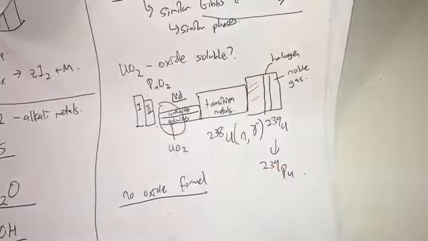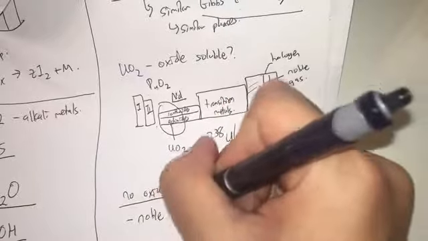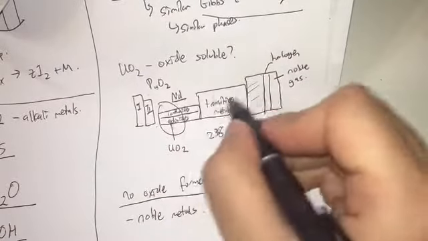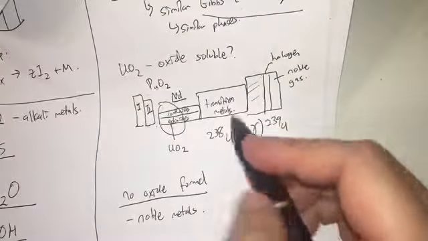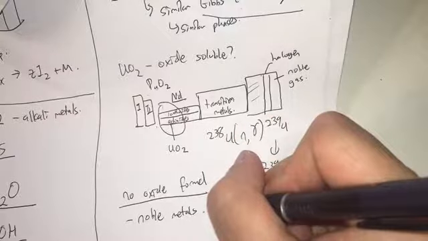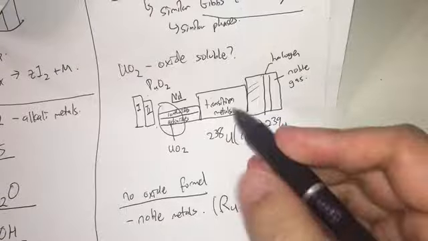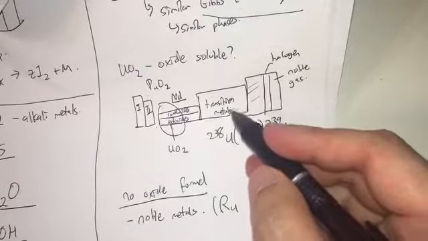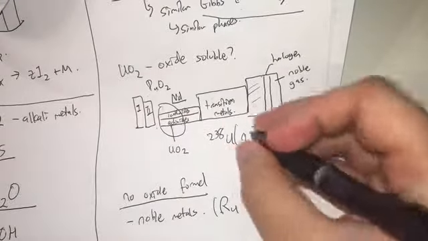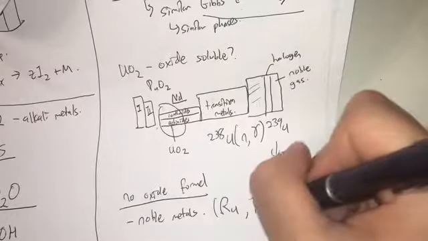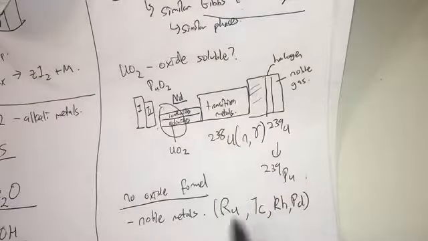So what metals like to exhibit this kind of behavior? These are the noble metals. These are found in this region, near the transition metal region. What are these noble metals? Well, in this case, they're not gold, because gold is a noble metal, but it's not really formed so much in the uranium fission reaction. The more important ones are ruthenium, technetium, rhodium, palladium. All these are noble metals.